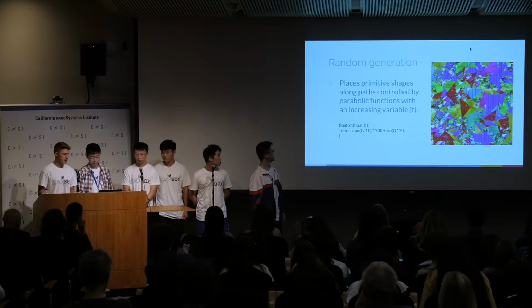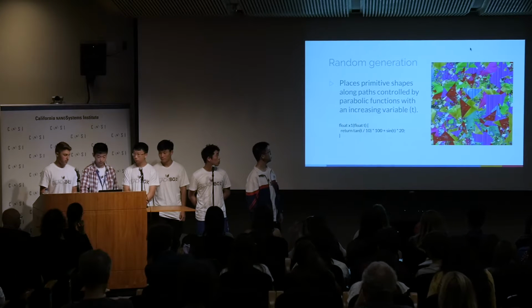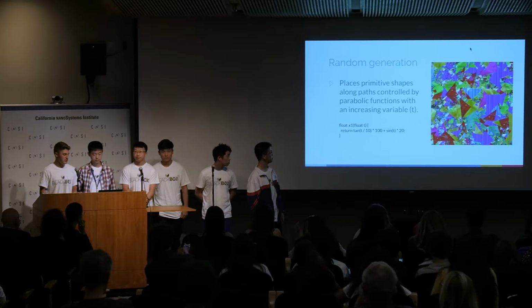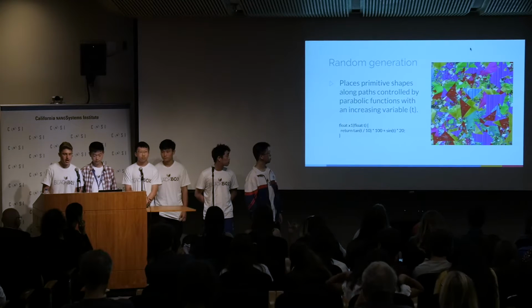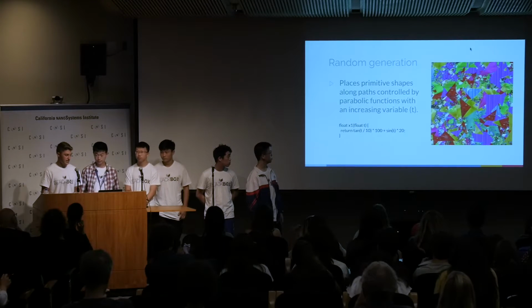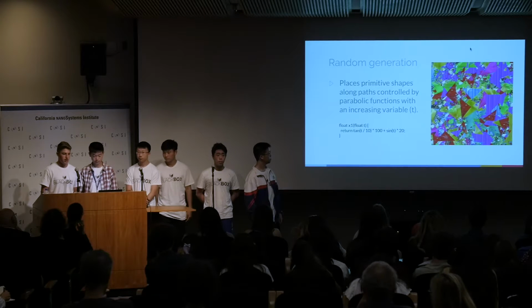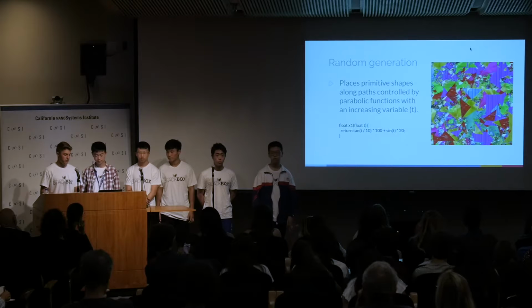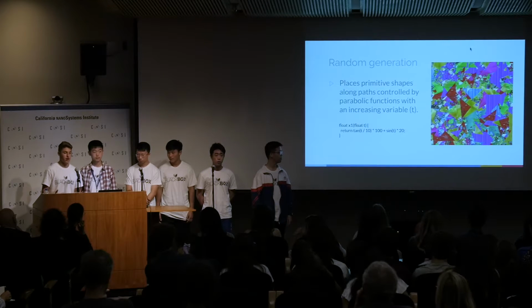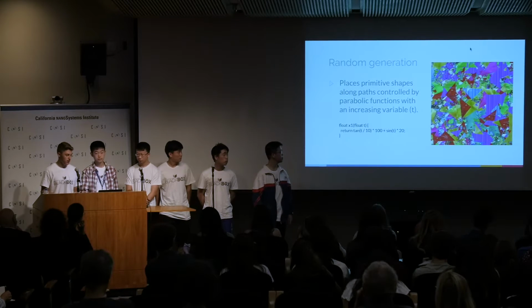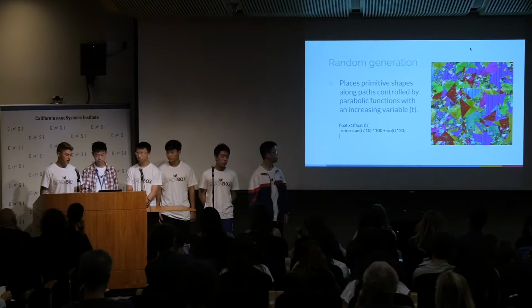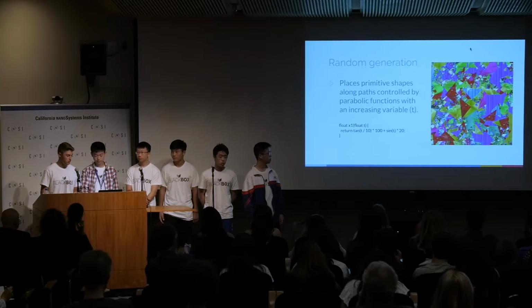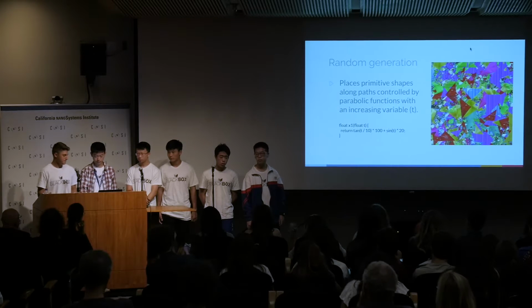And the way we did that is I learned a programming language called Processing, and I wrote a program that places primitive shapes along parabolic paths. These parabolic functions give basically an x and a y value, and it places a primitive shape of a random color at that x and y value. And these parabolic functions are based off an increasing variable that I called t.